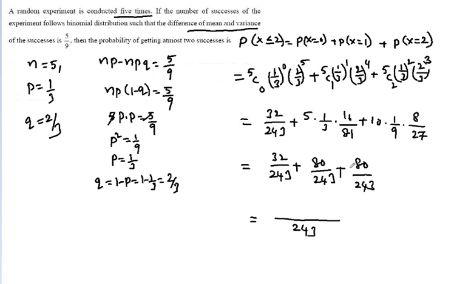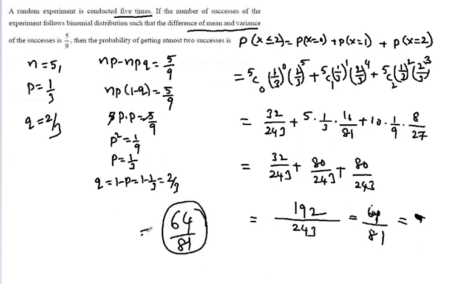Take 243 as LCM: 80 plus 80 is 160 plus 32, that is 192 by 243. Cancel with 3: 64 by 81. The value of 64 by 81 is the required probability, that is P of X less than or equal to 2.